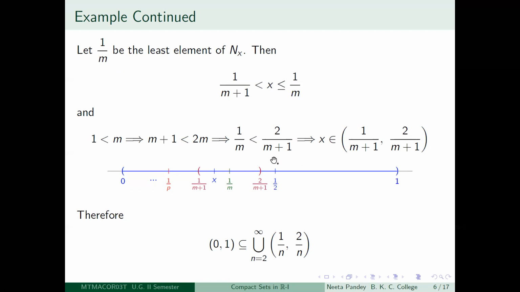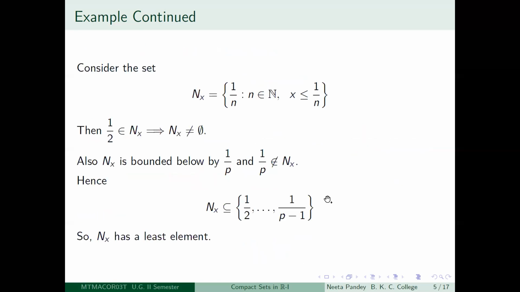So what have you proved? The thing which was desirable, that 1 by m is strictly less than 2 by m plus 1. So therefore, what have you got? You have got that 1 by m plus 1 is strictly less than x, which is strictly less than 2 by m plus 1. So x belongs to the open interval 1 by m plus 1 to 2 by m plus 1. So you have been able to find an interval of the form 1 by n to 2 by n, open interval, where x will belong.